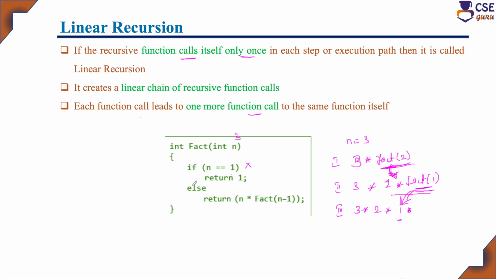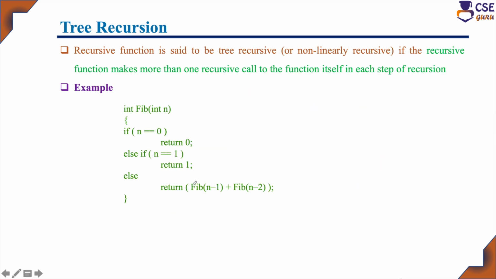That is linear recursion. And non-linear recursion, otherwise called tree recursion, is when a recursive call is made more than once in each step of recursion. In every recursive step, if the function calls itself more than once, that is called tree recursion. The best example is the Fibonacci series. We need to find the Fibonacci series for the fourth number. So here the n value is 0, it will consider. Here it will check whether the n value is 0, the condition fails.